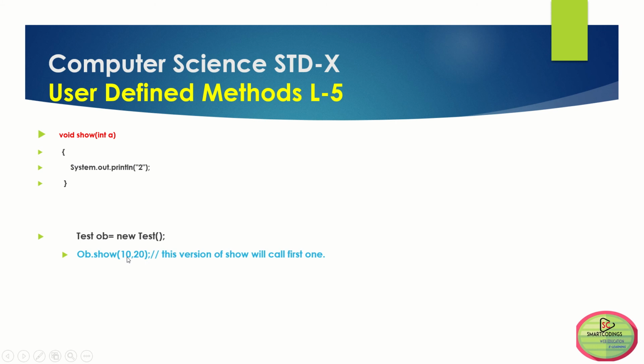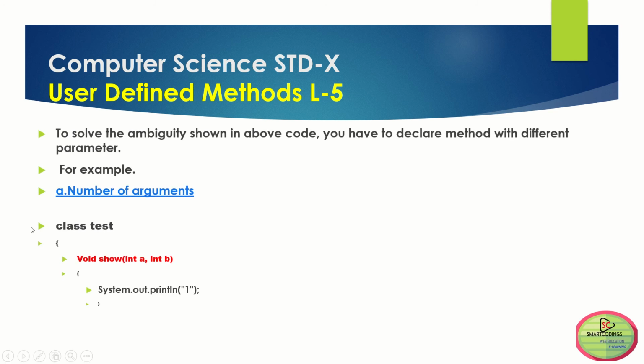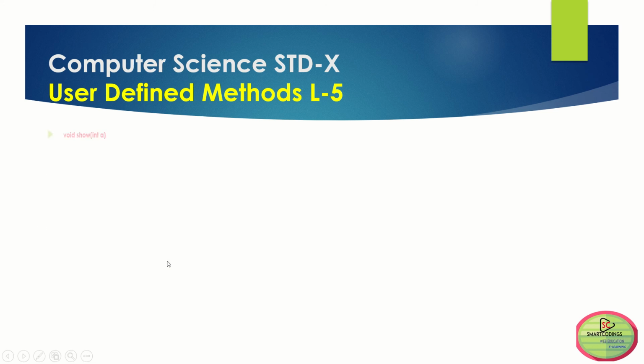Now if we pass two parameters here, it matches the first version of show, meaning this one. So the program control will jump into this method body and it will print 1. So the number of arguments varies here. Here are two parameters, and in the next slide you can see this show method has one parameter. So the number of arguments should vary, then only it will work. Methods have the same name, in the same class, which class? Test class. But the number of arguments should also vary.